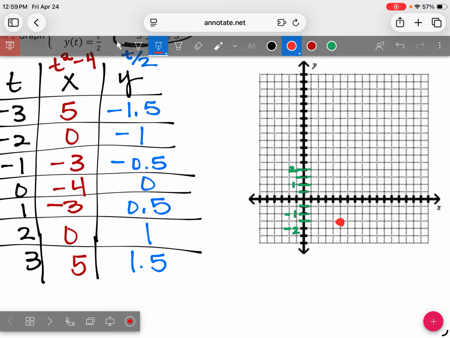And then at 0, I'm going down 1, which is 2 hops for me. And then at -3, 1, 2, 3, I'm going down to -1/2, which is 1 hop. -4, 0, and then I'm going to come around the curve. So here's my points. This is my curve.